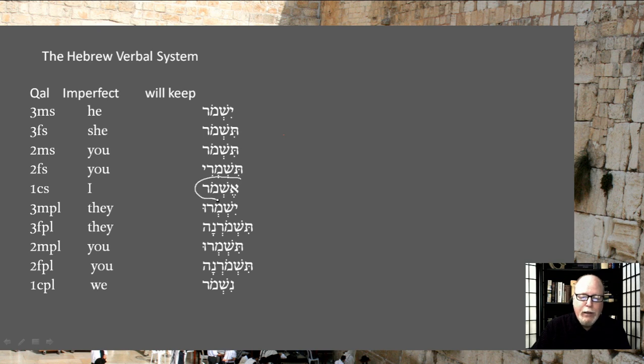The good news here, we go back to a little bit more of the simpler form Eshmor, but notice the vowel change here. Instead of the Hirik, it's going to change into the Segol, primarily because of the guttural. The aleph is a guttural. Yishmaru, Tishmorna, and with Tishmorna, notice that we have the return of the O-class vowel, and then the last syllable, Tishmorna. Tishmaru, Tishmorna, and Nishmor.